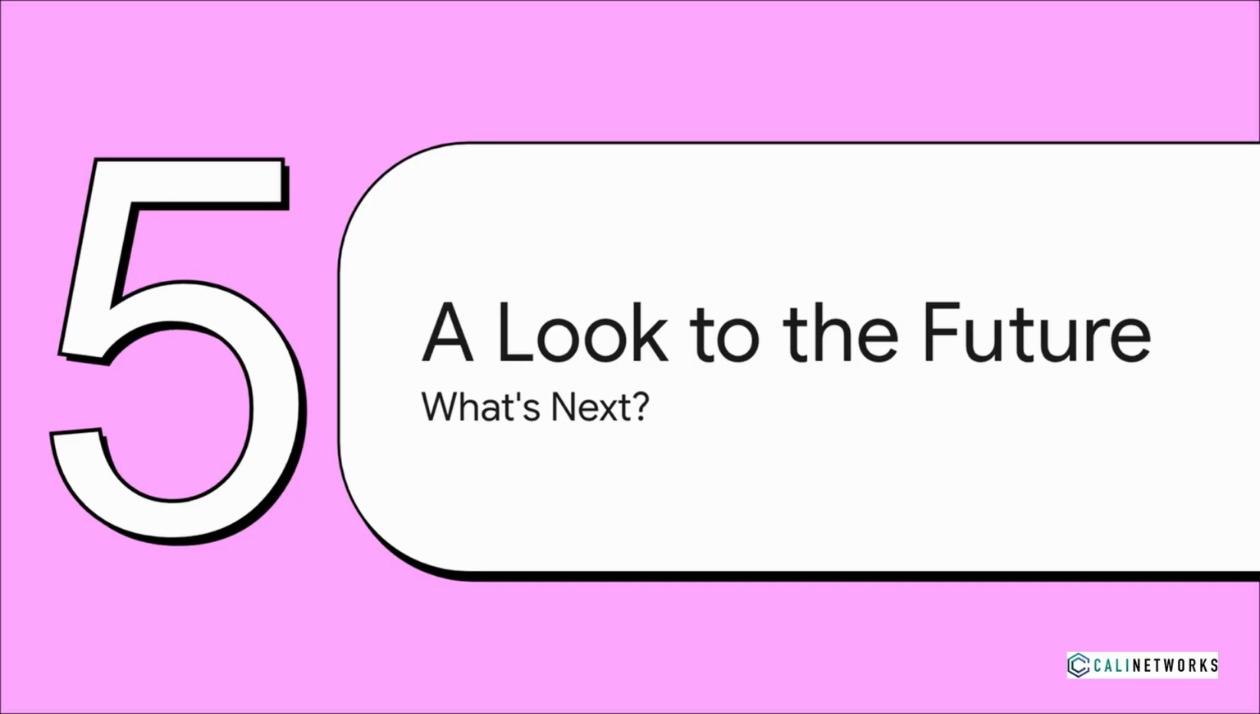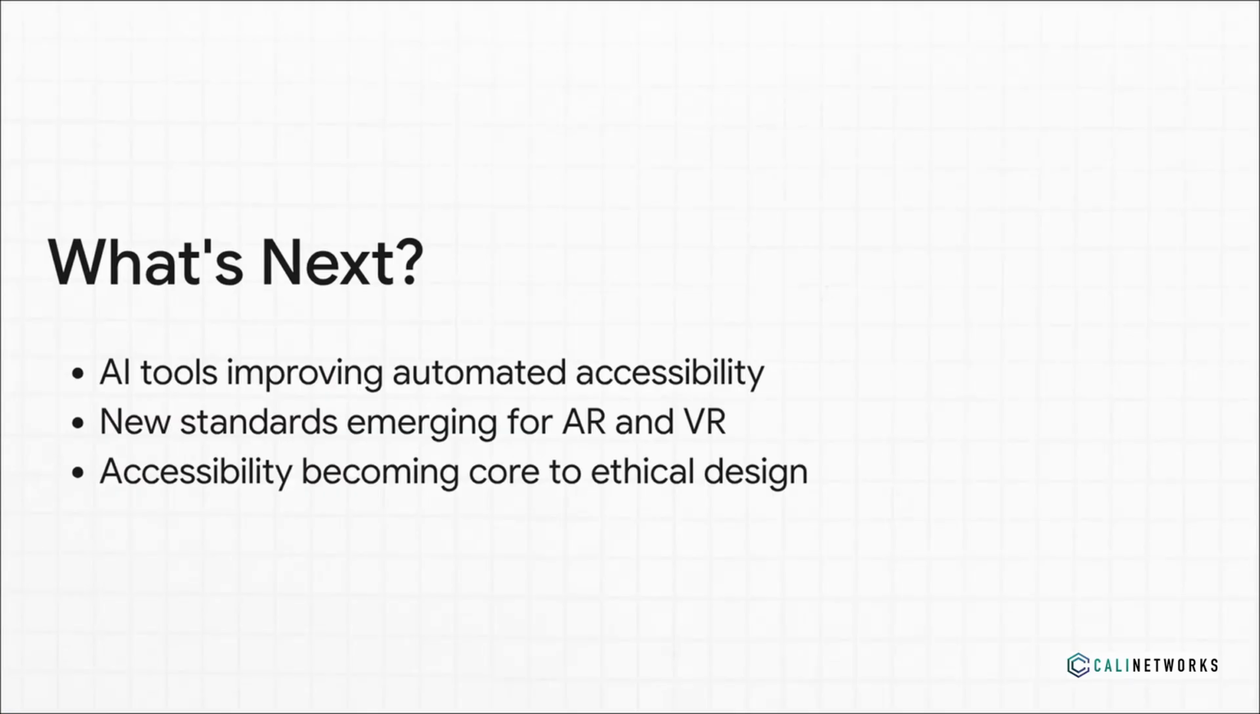So before we wrap up, let's just peek over the horizon. Digital accessibility isn't standing still. It's always evolving, and it's becoming a deeper and deeper part of web design and technology itself. We're seeing some really cool developments coming. AI is getting a lot better at helping with things like automatically generating alt text. As new tech like augmented and virtual reality becomes a bigger deal, we're going to see new standards emerge to make them accessible too. And I think, most importantly, accessibility is shifting from being a legal checkbox to being a core principle of ethical, user-first design.